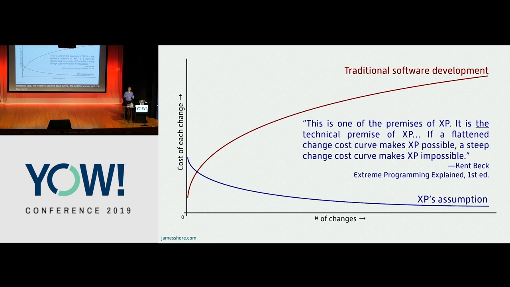So XP was built around making this possible. And collectively, these practices were called evolutionary design. Now the question is, does it actually work? Well, as with the traditional approach, I'm not aware of any good studies, but I have experienced it, and I do have some empirical data.